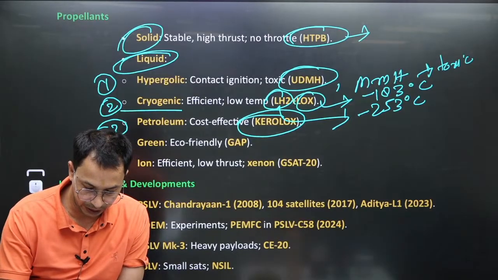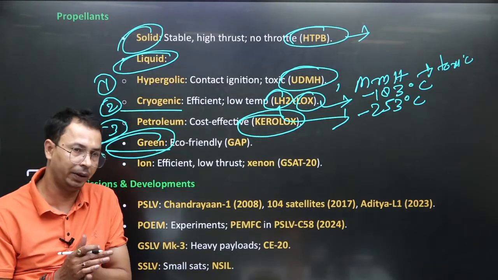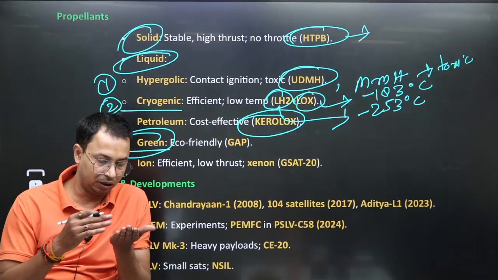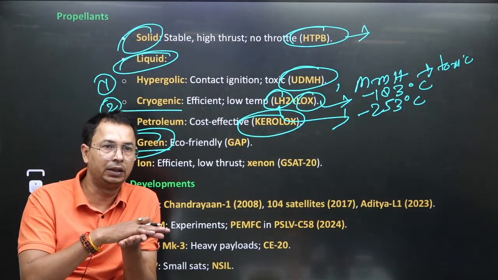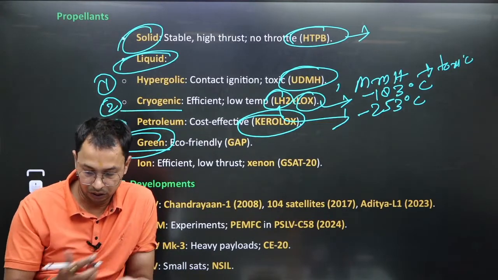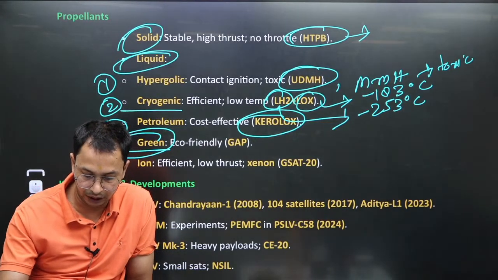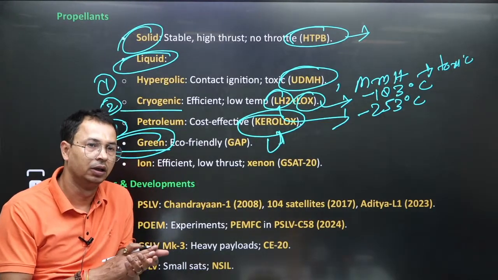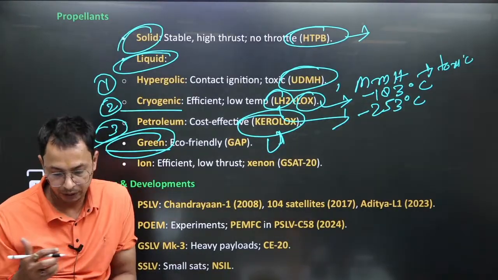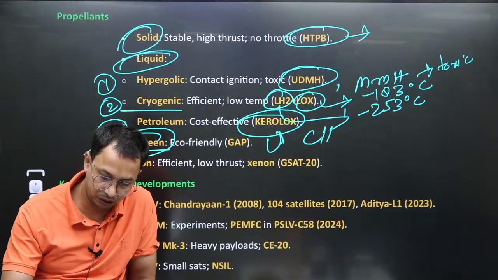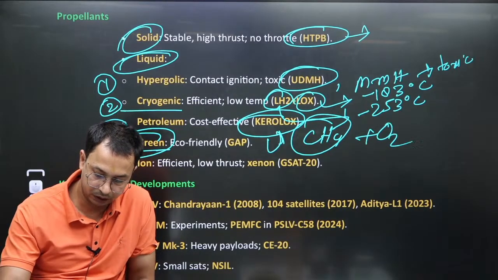Then we have green propellant. In the green propellant, what will happen? First, they will not be carcinogenic, and second, they will not deplete the ozone layer. So, in the category of green propellant, we will have the kerolox, we will have liquid hydrogen and liquid oxygen, we will have the methalox, CH4, liquid methane plus oxygen.